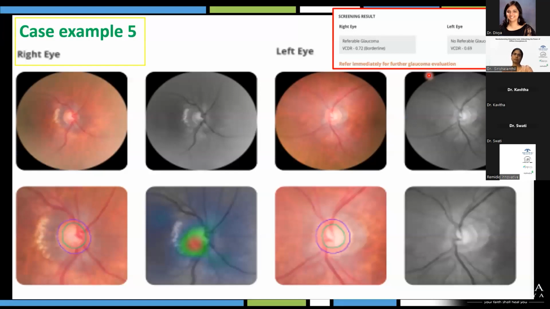This is my last example, which shows that in a lot of cases with myopia and tilted disc, it's challenging even for a clinician to pick up whether it's actually glaucoma or no glaucoma. So the AI tool has highlighted the areas of abnormality, like the peripapillary atrophy, so that it can be referred. These kinds of cases require a glaucoma specialist or an ophthalmologist to evaluate further and do the necessary investigations like the HFA, OCT, and intraocular pressure, so that we have a better idea if we need to treat these patients or follow up.